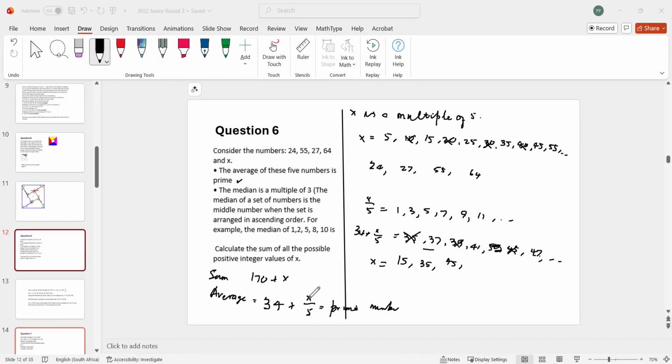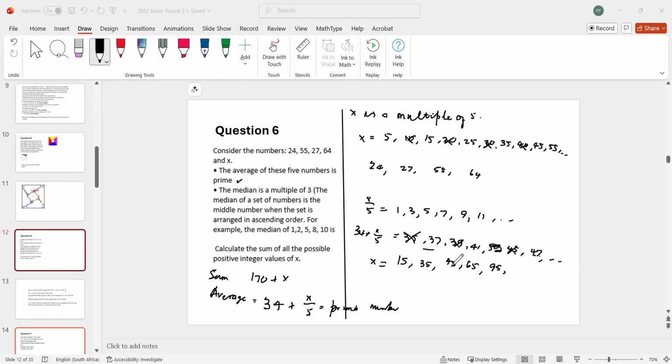x can be 55? 55 doesn't work because you get 45. And 65, x could be 65. 65 over 5 is 13. 34 plus 13 is 47. If you take 75, it gives you 49. 85 gives you 51. 95 gives you 53. Right, and that is a prime number.